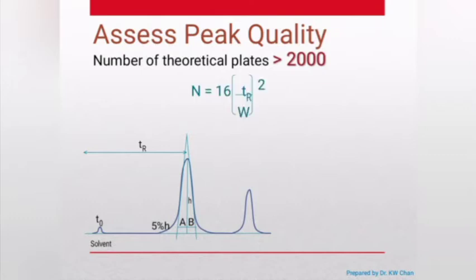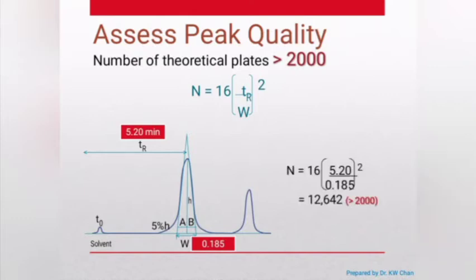So for this, we have to understand one more element from the peak. That is the W symbol. This symbol is the total baseline between the two tangent lines. Again, the TR is the retention time for the peak, which is 5.2 minutes. And the W is 0.185. From the calculation, we obtain the N value more than 12,000, which is far above the threshold. That means the separation efficiency is very good.